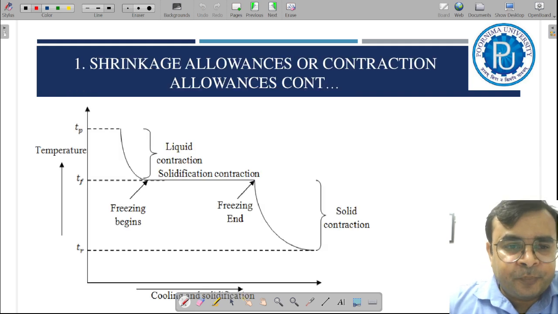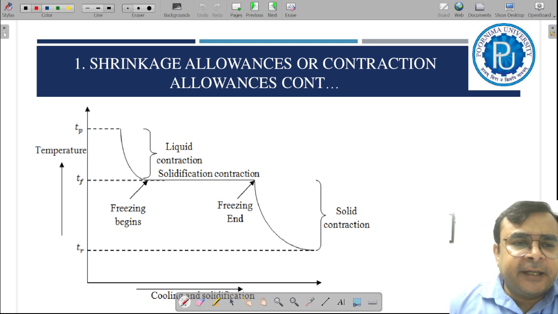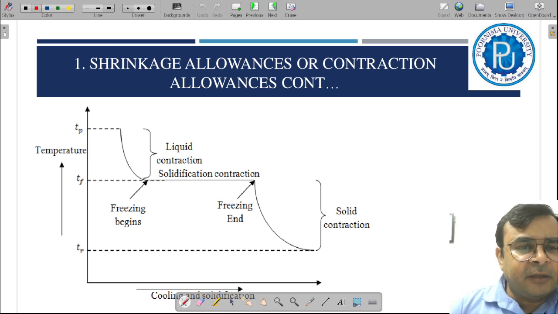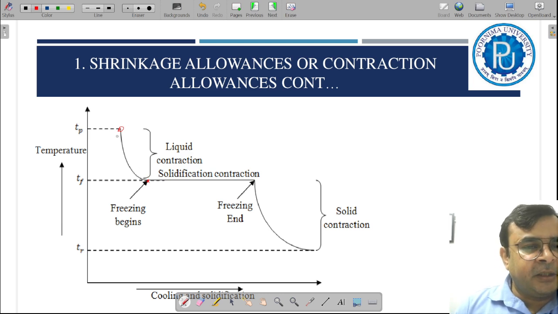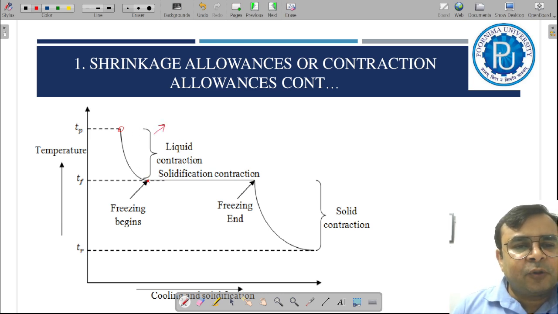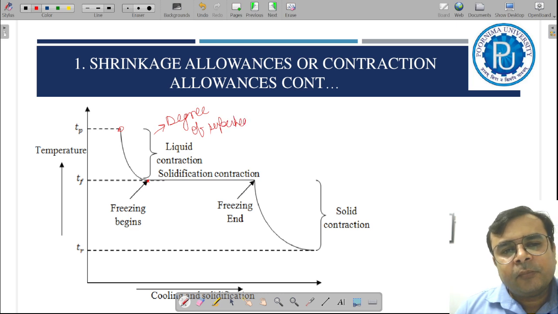Now if I draw its cooling curve, let's suppose you fill the molten metal at this temperature, which is higher than its solidification temperature. This extra temperature is called the degree of superheat. Why is this degree of superheat required?